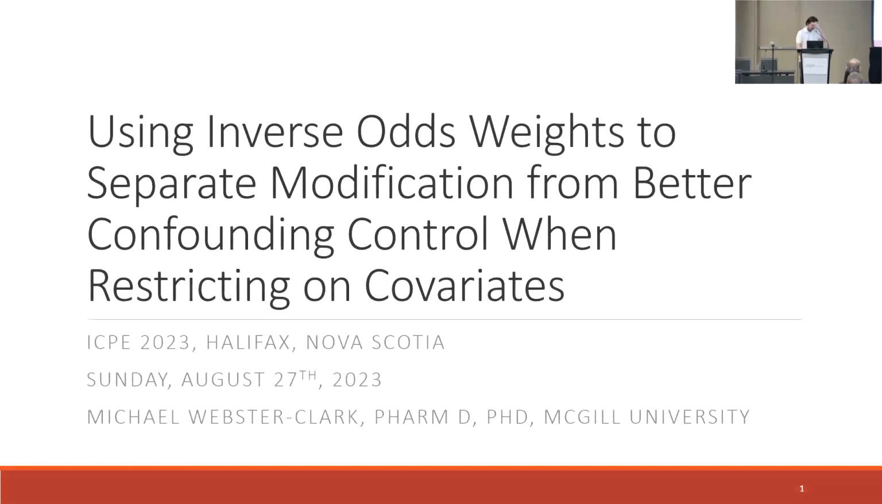Thank you, everyone. So this one was not 4 years of work, so it should be easier. Essentially, what I'm going to talk about today is an augmentation of some previous work from another ICP, but the whole idea is to use the inverse odds weights that I talked about in my last presentation to explore the extent to which they can separate modification by measured variables from better confounding control when we do some level of covariate restriction.